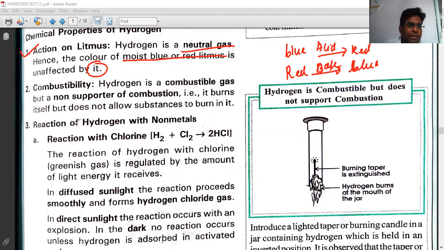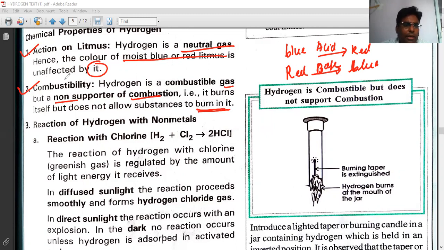Next chemical property is combustibility. So hydrogen is a combustible gas, but a non-supporter of combustion. Okay? Hydrogen itself burns, but it doesn't support the combustion reaction. But it doesn't allow a substance to burn in it. So now, this second point, have you understood?